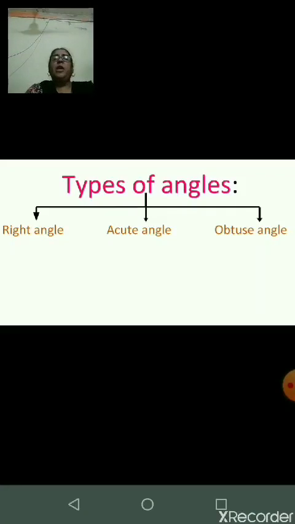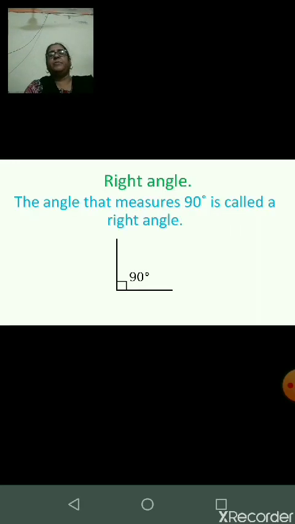Now we will see what the different types of angles are. Now you understood very well what an angle is, isn't it? There are three types of angle: right angle, acute angle, and obtuse angle. So we are going to learn about each angle in detail. First we are going to see the right angle.